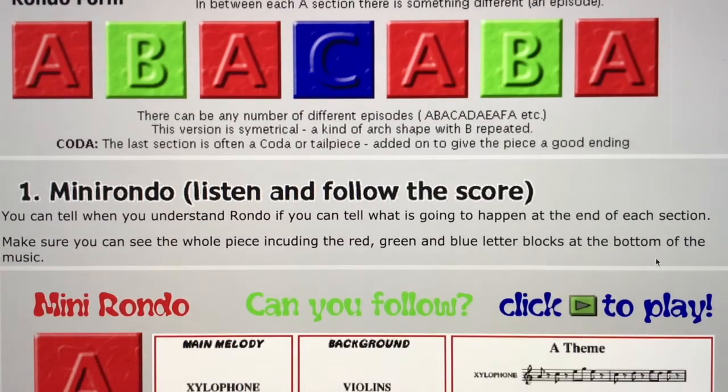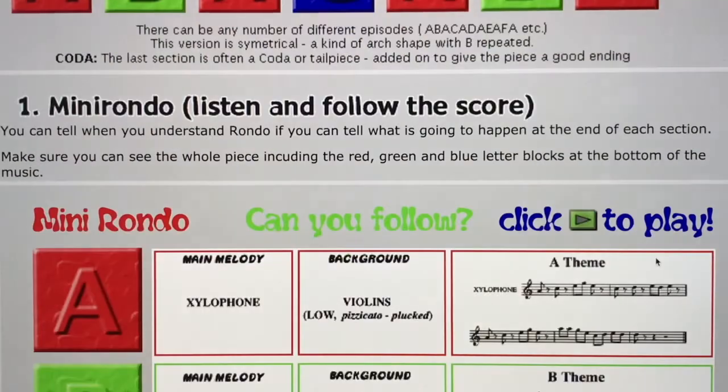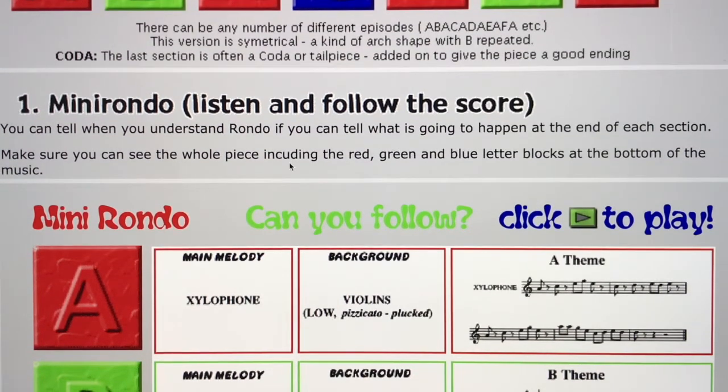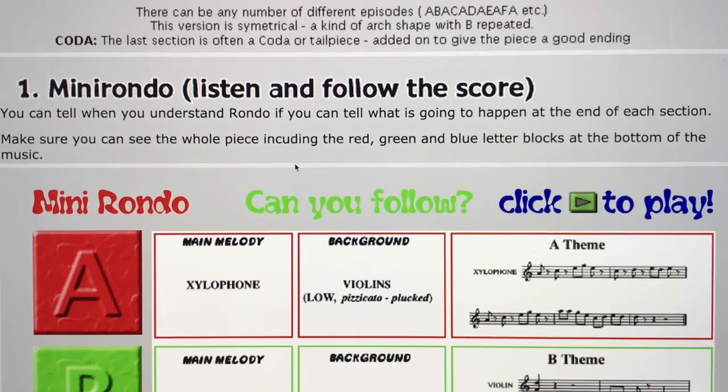I've got two pieces to play that are rondo form and for you to follow and listen to. First one's called mini rondo. So you can tell when you understand rondo if you can tell what's going on. You can tell what's going to happen at the end of each section. So when you get to the end of the A section, do you know what's going to happen next? Is it going to be a repeat or is it going to be a contrast? You should know, I think by now, that if you're going from an A section to a B section, you'll be expecting something different.